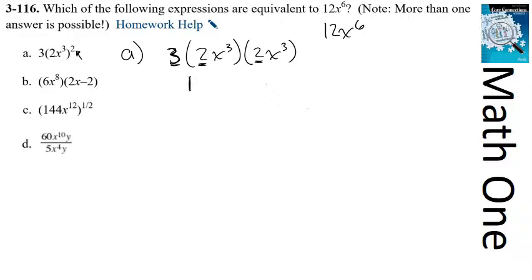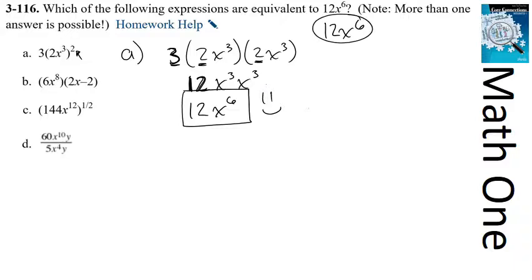So if I bring those factors together and write them as a single number, I've got 12, and then I have an x cubed times another x cubed. Well, 3 factors of x and 3 more factors of x, that's 6 factors of x, or 12 times x to the 6th power. So this is clearly the same as our target. So expression A is definitely another way that you can write 12x to the 6th.